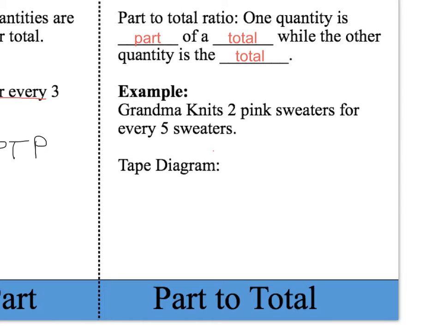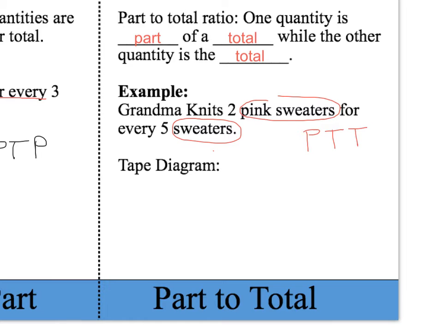For a part-to-total ratio, one quantity is part of the total, while the other quantity is the total. For example, it says, Grandma knits 2 pink sweaters for every 5 sweaters. Well, the pink sweaters can be sweaters. So the pink sweaters are part of the 5 sweaters. So this is a part-to-total ratio, because the pink sweaters are part of the total amount of sweaters.